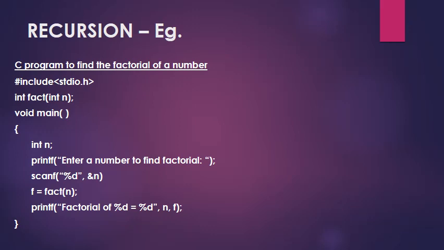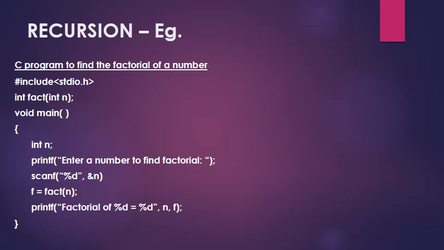We have done this same problem using a for loop and a while loop. Let's see how to do it using recursion. Here we have the starting preprocessor directive, hash include stdio.h, and then we are going to use a function fact which accepts one integer as input and returns one integer as output.